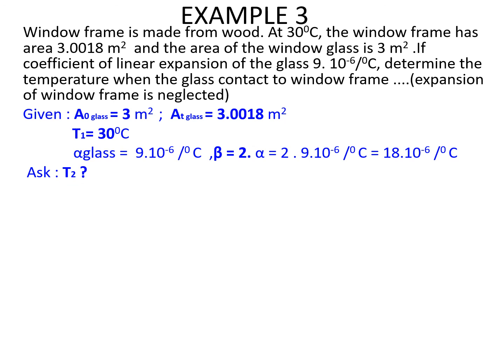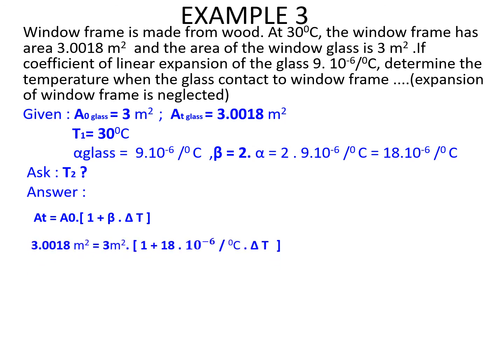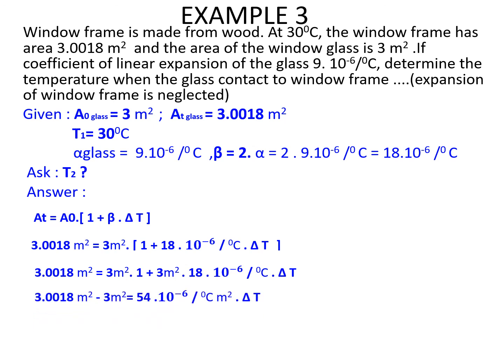Ask: T2. Answer: AT equals A0 times 1 plus beta times delta T. So 3.0018 meters square equals 3 meters square times 1 plus 18 times 10 to the power of minus 6 per degree Celsius times delta T. So 3.0018 meters square equals 3 meters square times 1 plus 3 meters square times 18 times 10 to the power of minus 6 per degree Celsius times delta T. And 3.0018 meters square minus 3 meters square equals 54 times 10 to the power of minus 6 per degree Celsius meter square times delta T.